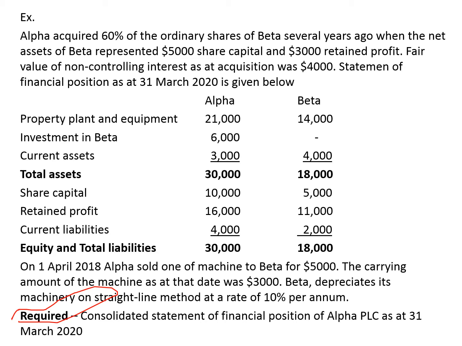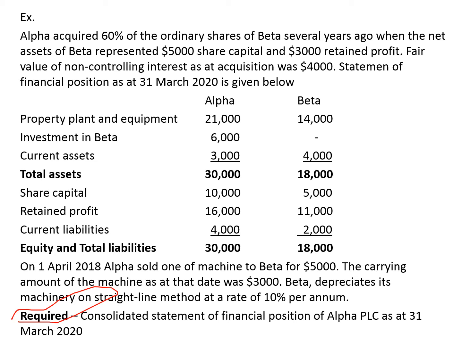Alpha acquired 60% of the ordinary shares of Beta several years ago. So Alpha is the parent, Beta is the subsidiary. When net assets of Beta represented 5,000 share capital and 3,000 retained profit. Fair value of non-controlling interest as at the date of acquisition was $4,000. Statement of financial position as at 31st March 2020 is given below.